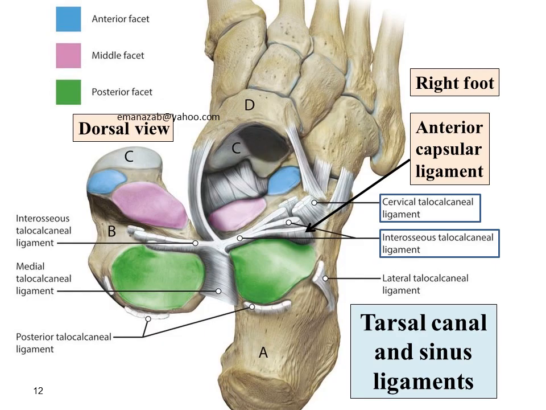The most posterior ligament is called anterior capsular ligament, which is just thickening of the capsule of the subtalar joint. Then anterior to it, interosseous talocalcaneal ligament. Then cervical ligament. The 4th ligament is called the root of the stem of inferior extensor retinaculum.